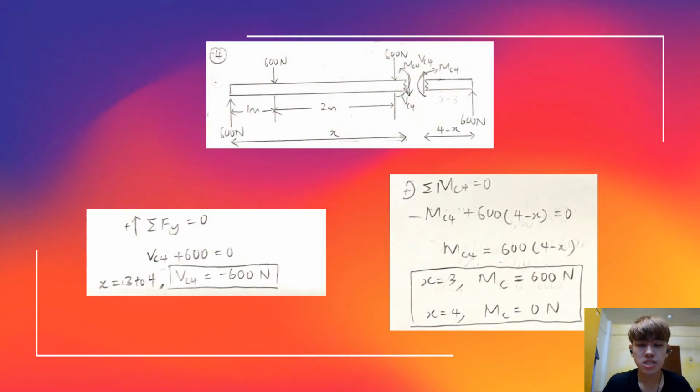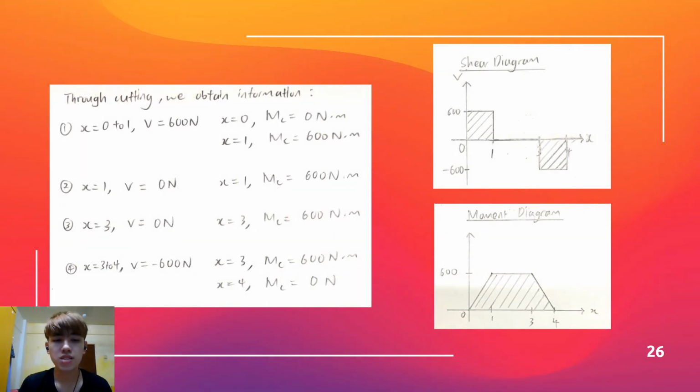Furthermore, the last cutting point is made after the second 600 Newton. With the formula resultant force of Y equal to 0, I found that the shear force at the cutting point is equal to negative 600 Newton from x equal to 3 to x equal to 4. And with the formula of resultant moment equal to 0, I found that when x equal to 3, the moment should be 600 Newton meter, and when x equal to 4, the moment should be 0 Newton meter. As a result, from all the information gathered, I managed to come out with the shear diagram and also the moment diagram.